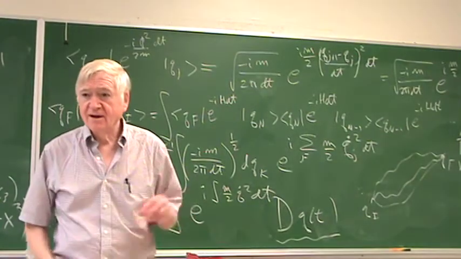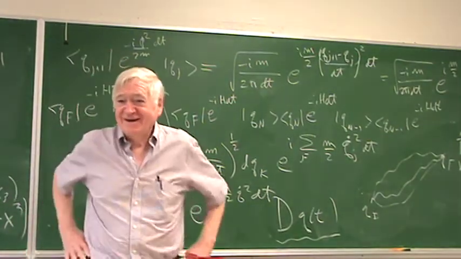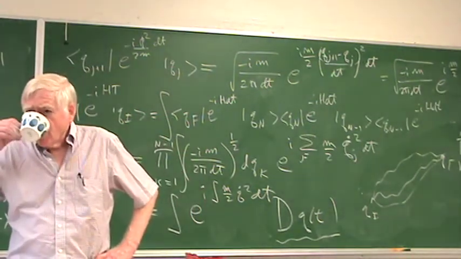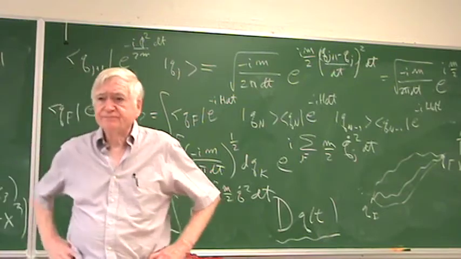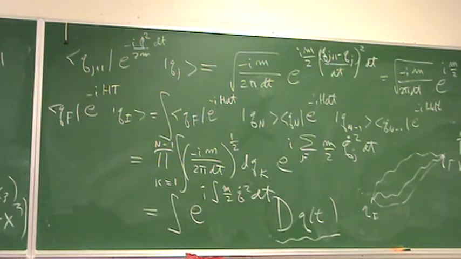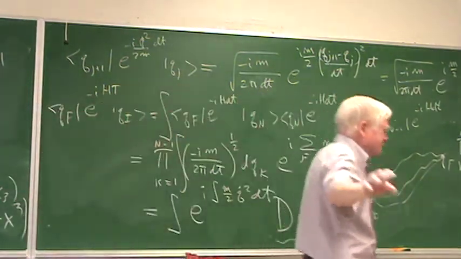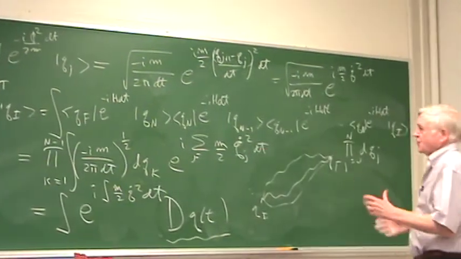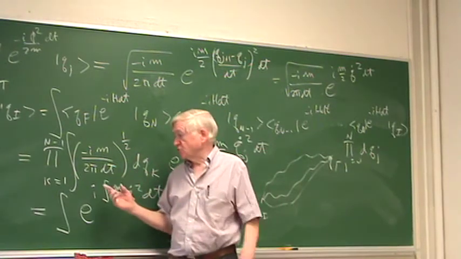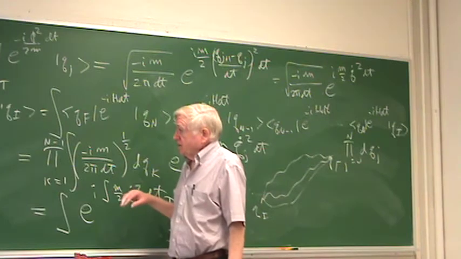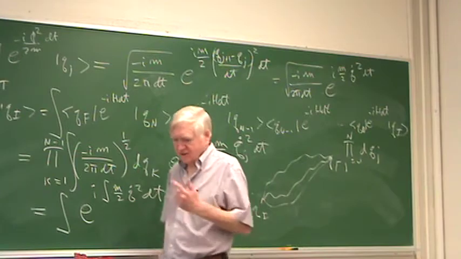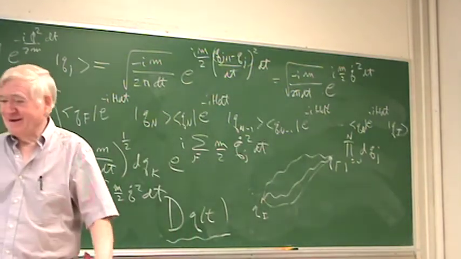If this is like the best possible path, then this qf e to the minus iHt on qi, that'll be 1, right? So how does that tell you? You're pointing at something that's true, but what I heard wasn't the way I would have said it. I'm going to today get to the approximation where you approximate this with e to the i, the classical action. Okay. So I'll get to that. That's the main thing.